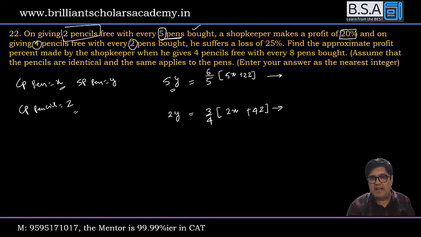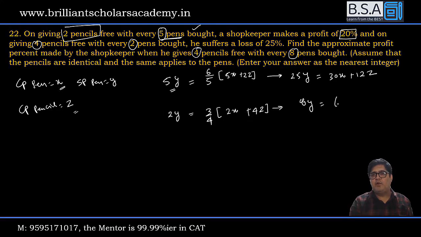Now what I see here are 3 variables, x, y, and z. And what is the question? I want to know, when 4 pencils were given free on the purchase of 8 pens, what is profit percentage? So here the first one, when I cross multiply that 5, it becomes 25y is equal to 30x plus 12z. When I cross multiply this 4, it becomes 8y is equal to 6x plus 12z.